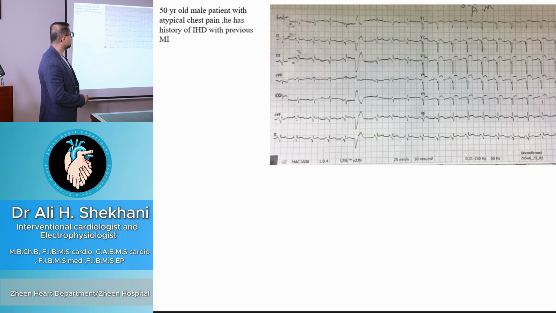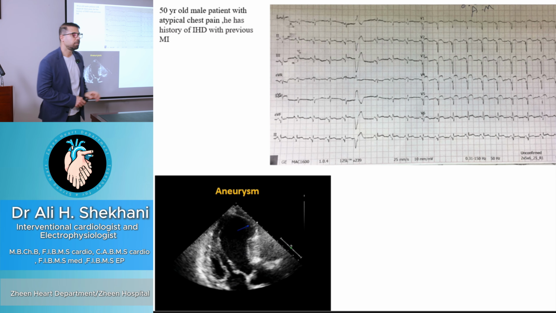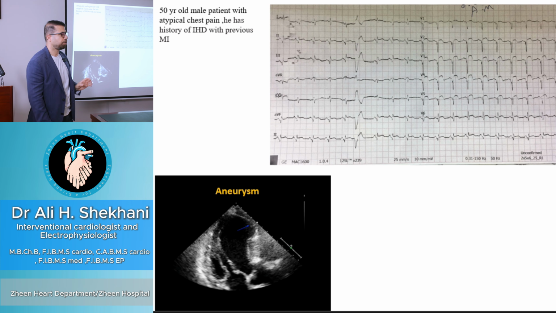This is another patient, 50 years old, with a history of ischemic heart disease, but with atypical chest pain. Also, there is ST segment elevation, and there is a deep Q wave. When we do echocardiography, there is a big apical aneurysm. So this ST elevation remains forever. This is due to the apical aneurysm.